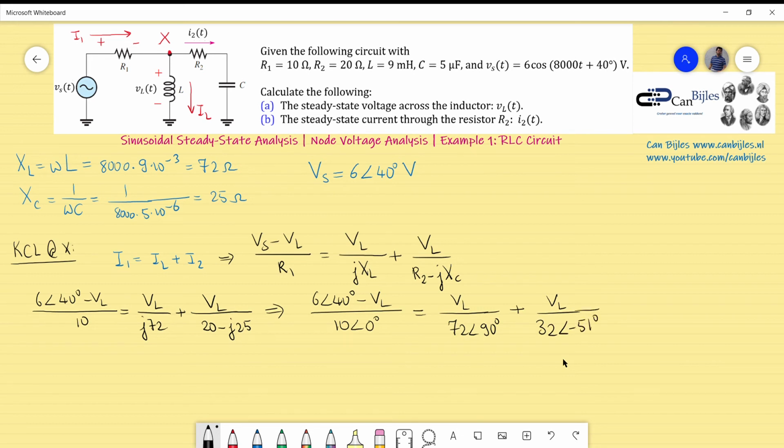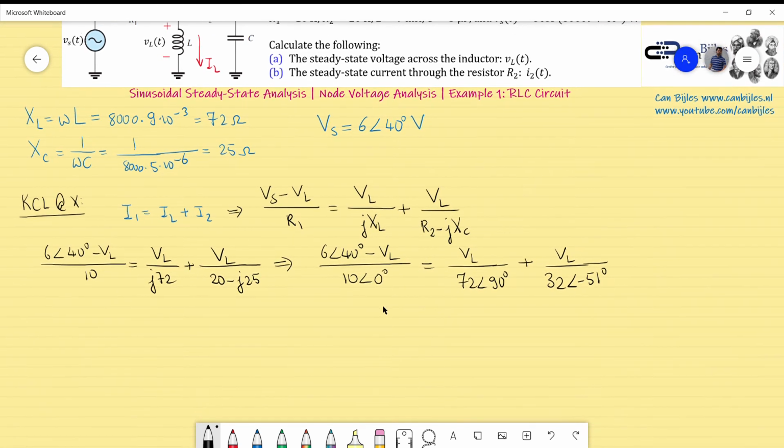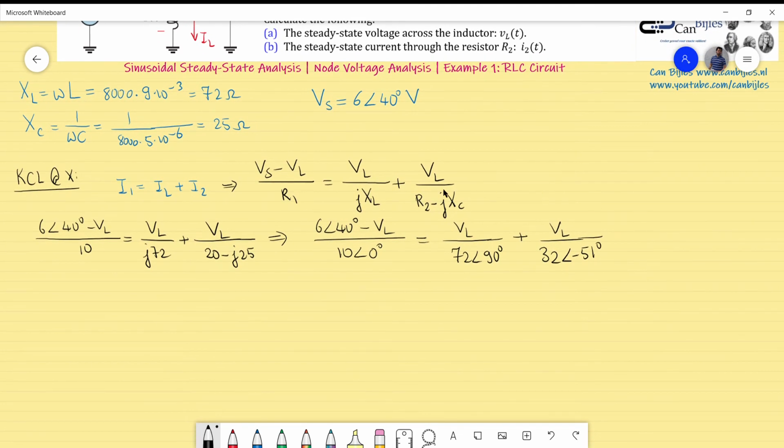We have dealt with these examples in the complex numbers and phasors video, so you can also consult that video if you want to know more about this. I will leave the details out of this video. Okay, if I now carry out the calculation, I can simplify this, and I can determine the VL. So I have the following.